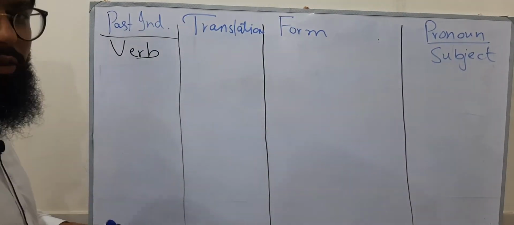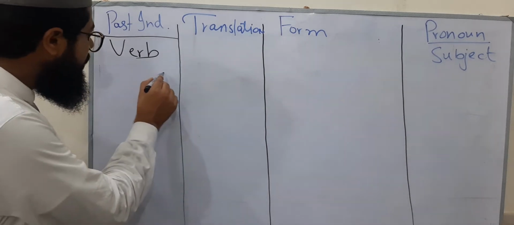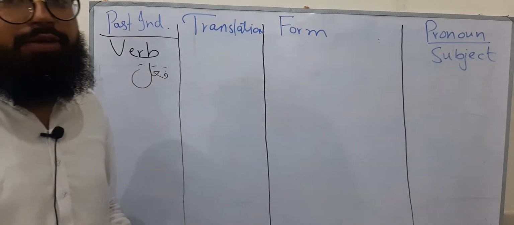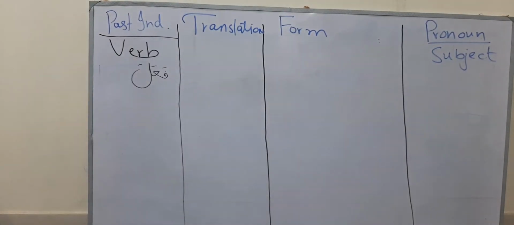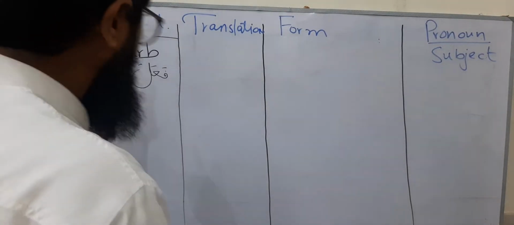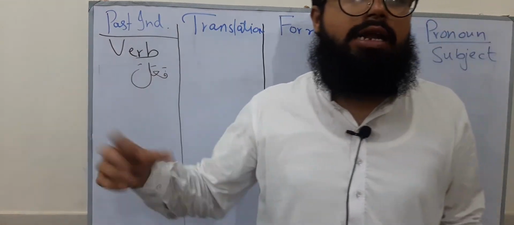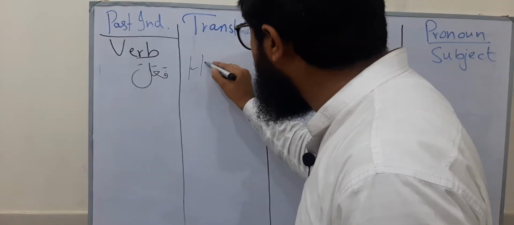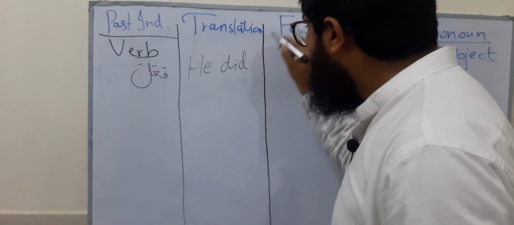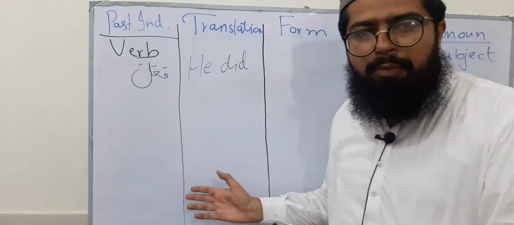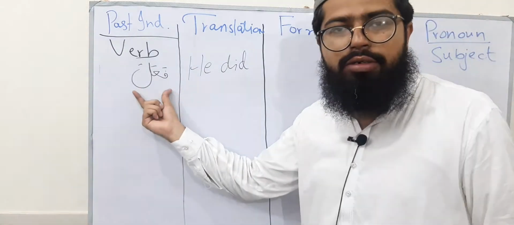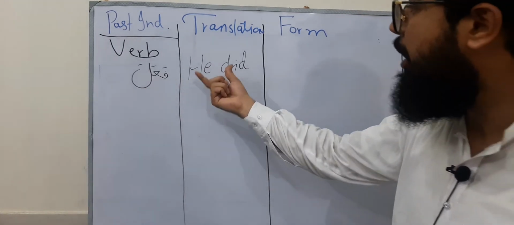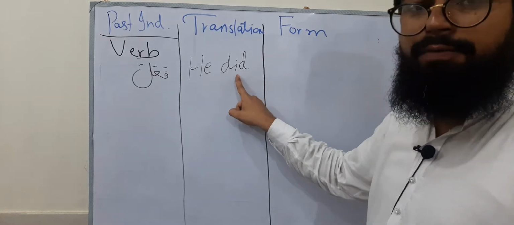Okay, dear students, so let's move on to the main topic. If I say fa'ala, fa'ala is a past indefinite. What is meant by fa'ala? Fa'ala means, dear students, he did. Fa'ala, doing something. The translation of fa'ala is he did. Okay, so look at the whiteboard. There is a single word, but it is conveying dual meaning. It is giving the meaning of two words in English language. He did. So fa'ala means he did.